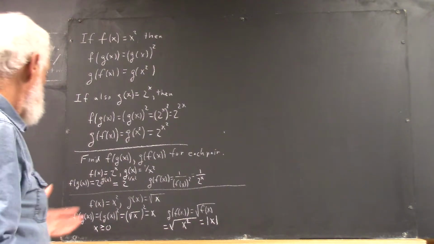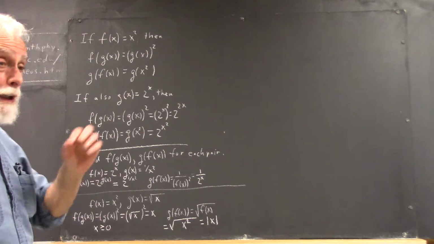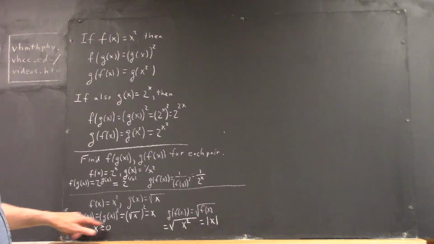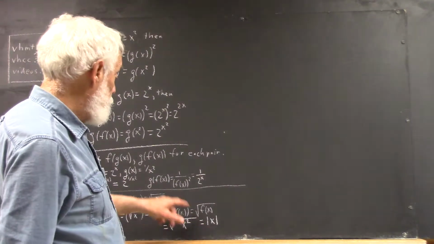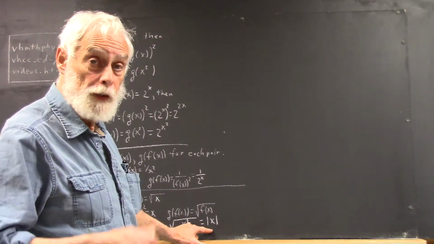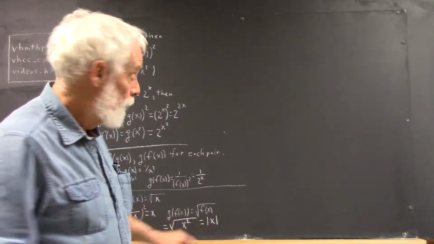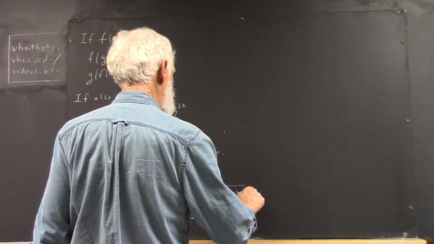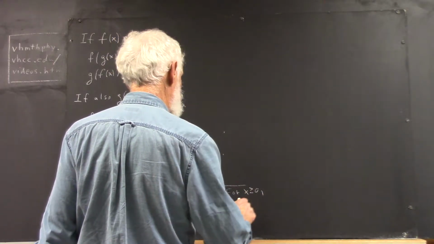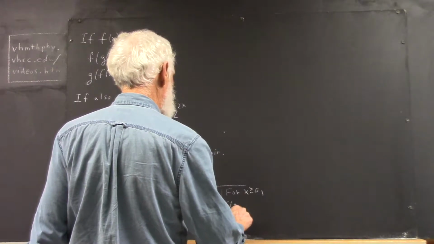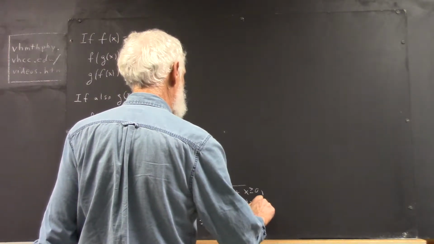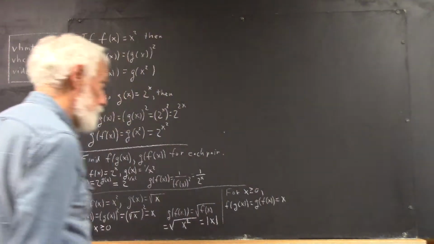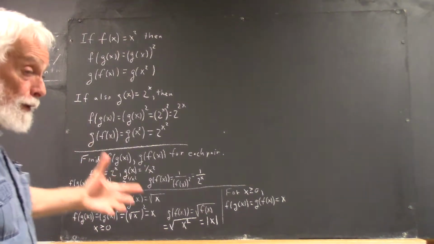Now, in this last example, if x is specified to always be greater than or equal to 0, then f of g of x is equal to x, and g of f of x is equal to the absolute value of x. But if x is greater than or equal to 0, the absolute value of x is just x. So for x greater than or equal to 0, f of g of x equals g of f of x equals x. Okay?